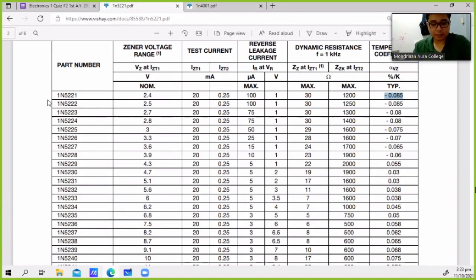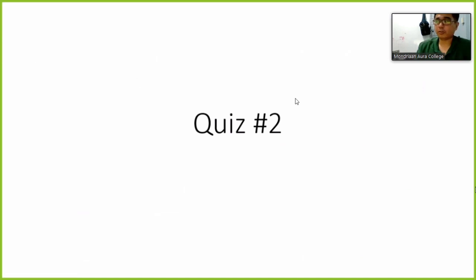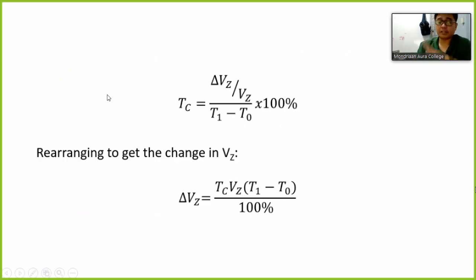I think may PowerPoint akong ginawa para dito. Para dun sa solution natin. Ito. Ito yung solution natin para dun sa Zener diode. Problem on Zener diode. Ayan. So ito yung formula natin, di ba? So nandun yan sa video na pinapanood ko sa inyo.